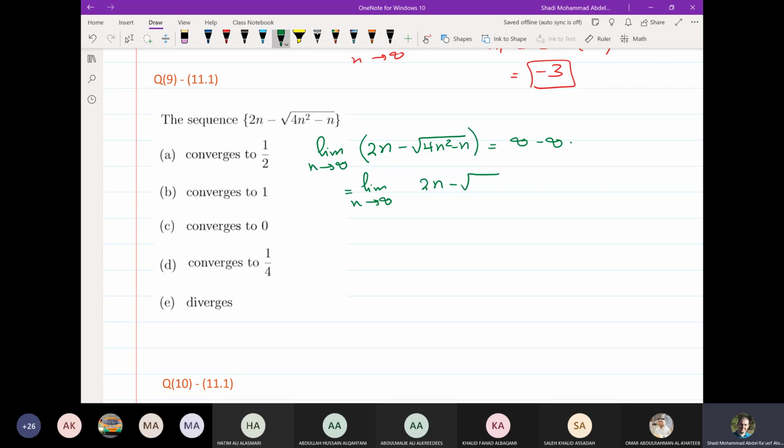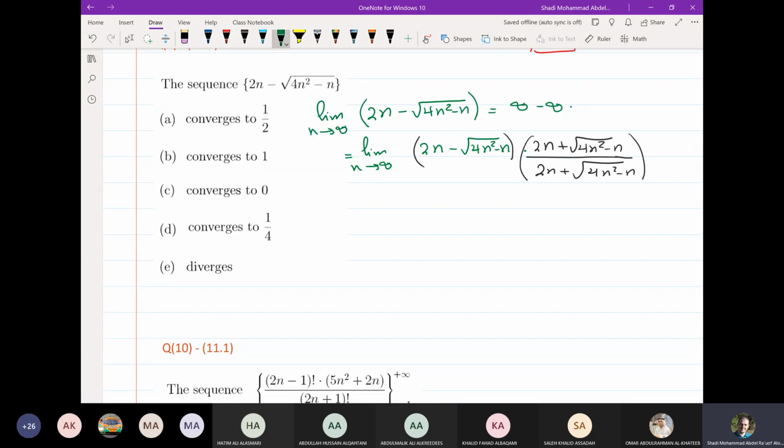You take the square root of 4n square minus n, and you multiply by its conjugate, which, as you know, is 2n plus the root of 4n square minus n, over itself. So you multiply by the conjugate up and down. The conjugate is just a small trick, because anything over itself will be 1. So if you multiply by the conjugate, you multiply by nothing. You multiply by 1. You make no changes.